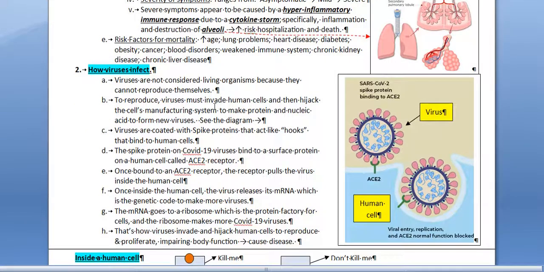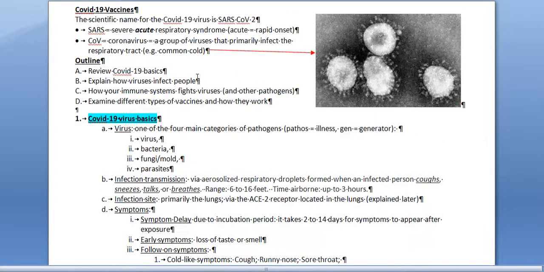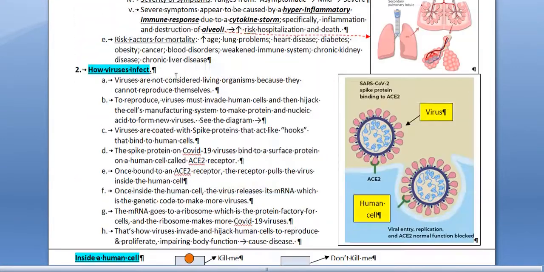All right, so now the second goal is to explain how viruses infect people. Viruses are not considered living organisms because they cannot reproduce themselves. To reproduce, viruses must invade a human cell, then hijack the cell's manufacturing system to make proteins and nucleic acids to form new viruses.